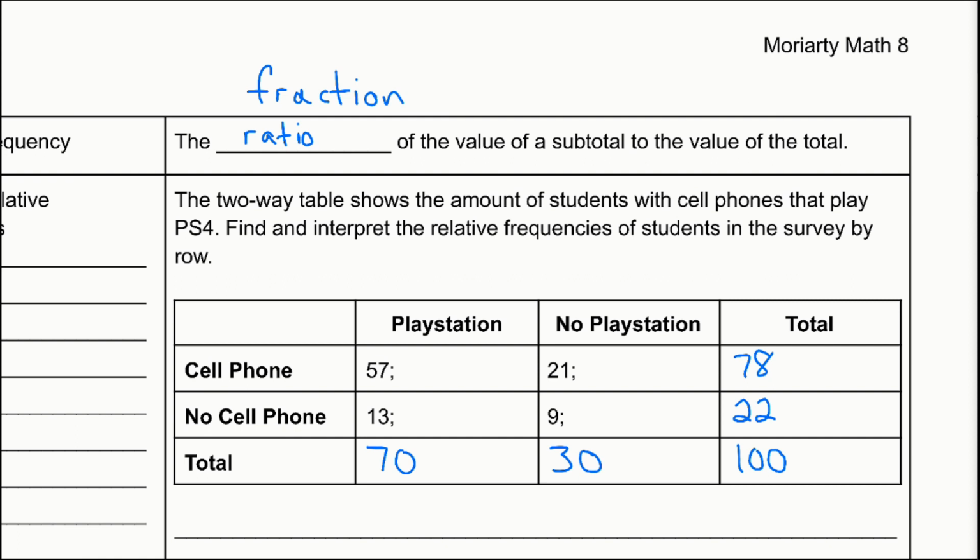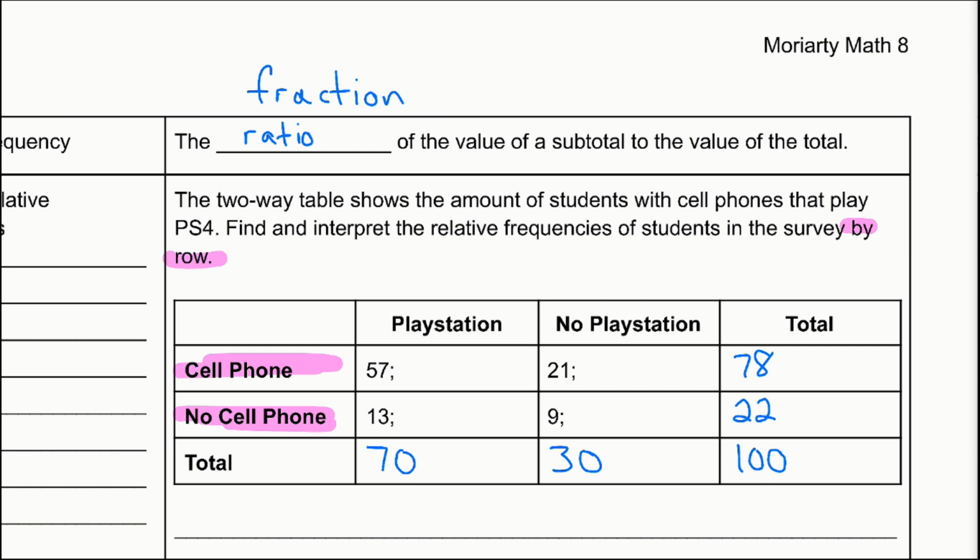Okay. So in this particular problem, it says the two-way table shows the amount of students with cell phones that play PS4. Clearly, this is an outdated set of notes because PS5 is all the rage. Find and interpret the relative frequencies of students in the surveys by row. So I want to emphasize this, because you cannot do this by row and column. So rows are going to be these guys. So we're kind of talking about cell phones, okay?